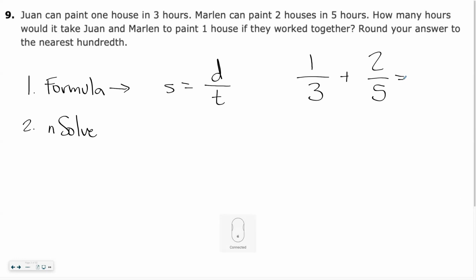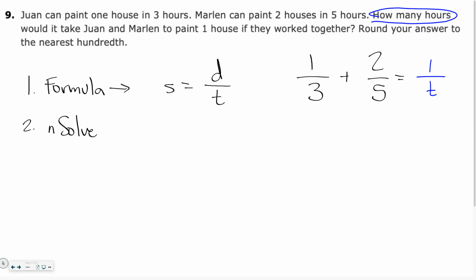The question is, how many hours? So where does hours need to go, by itself or in the bottom of a fraction? Think about what we're solving for. What are we solving for here? We're looking for time. How many hours? That's a time. How many hours would it take Juan and Marlene to paint one house? That would go up there. So that's my formula. So step 1, come up with the formula. There it is.